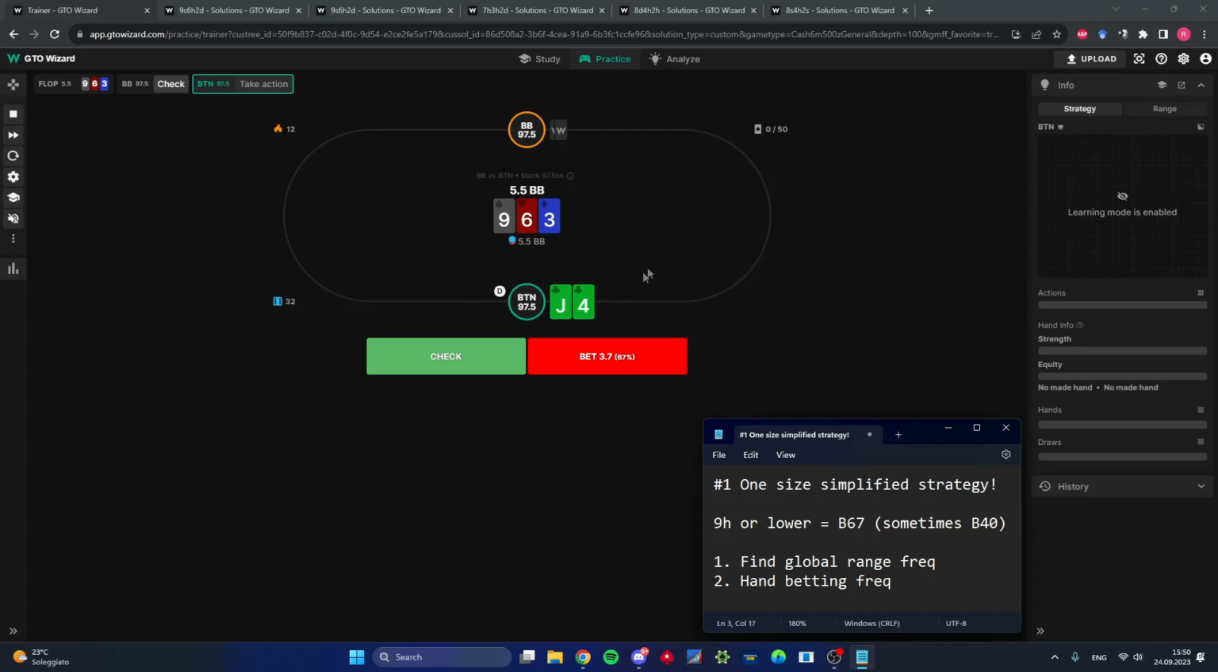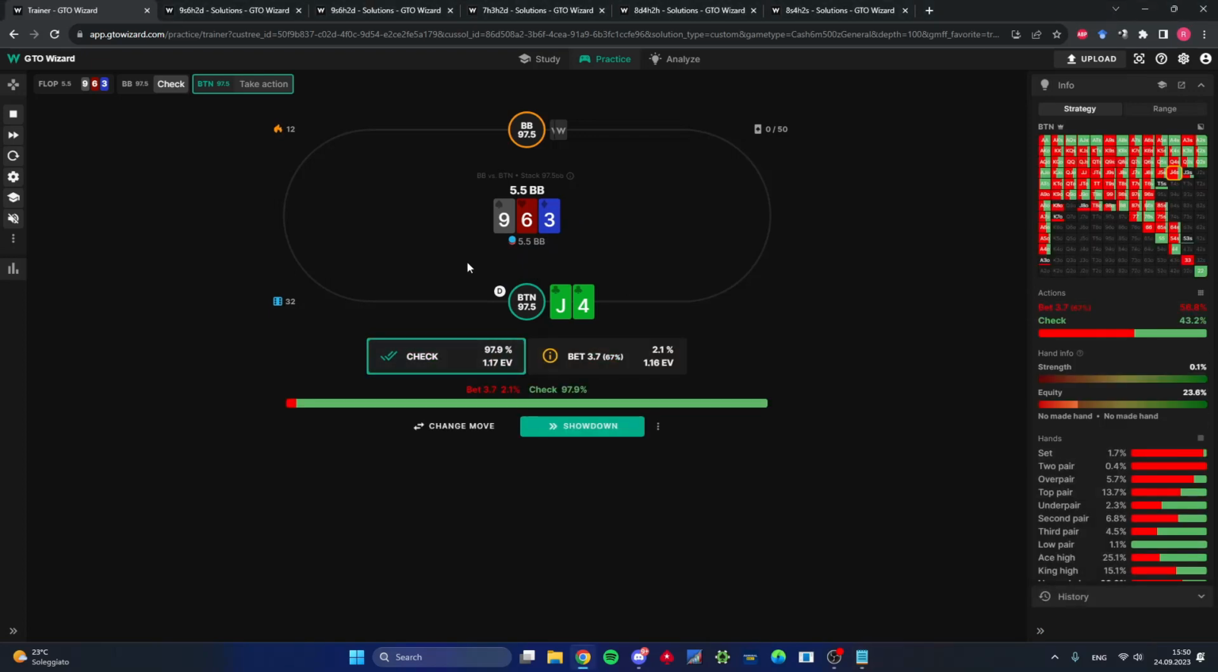Maybe it's low enough down in our range that we do sometimes bet, but I think we don't have to sometimes bet this one. So let's see if that's true. And indeed it is a pure check. So yeah, between 50 and 60 is our overall betting frequency.